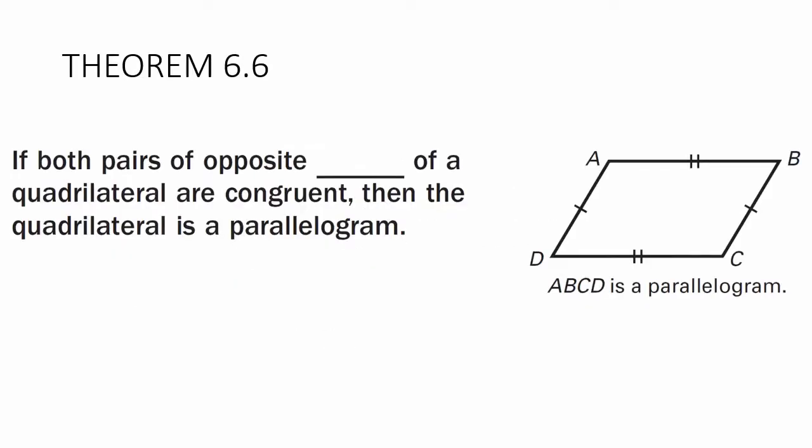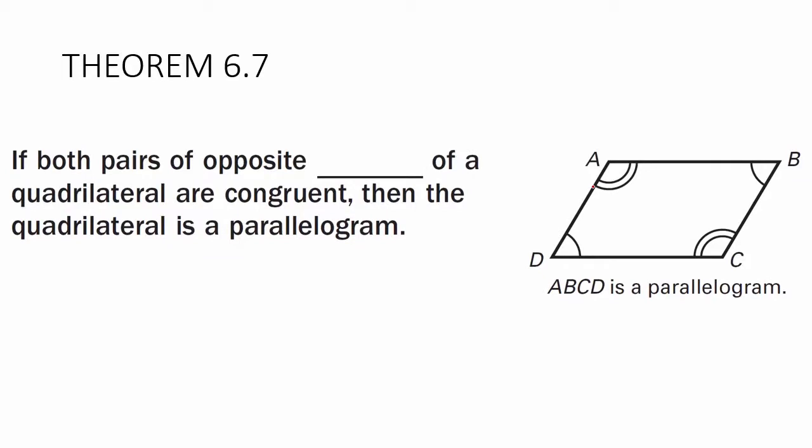Theorem 6.6. If both pairs of opposite sides of a quadrilateral are congruent, then the quadrilateral is a parallelogram. What this is saying is that if we are given sides of a quadrilateral and we know that both pairs of the sides are congruent, so looking at this picture, we can see that AD is congruent to CB and DC is congruent to BA, so we can say that this quadrilateral is a parallelogram.